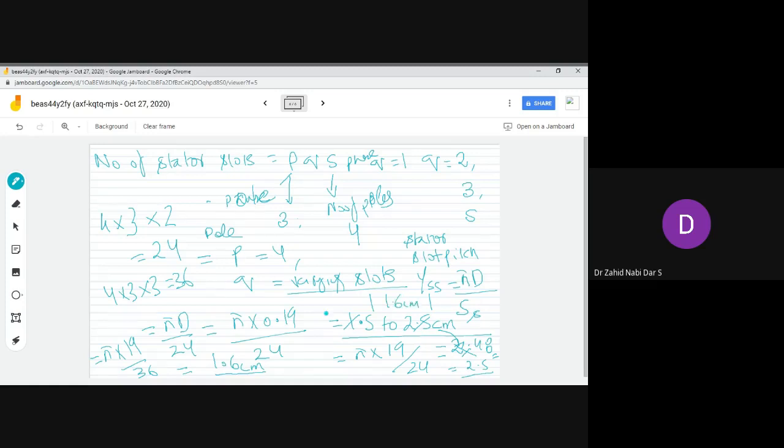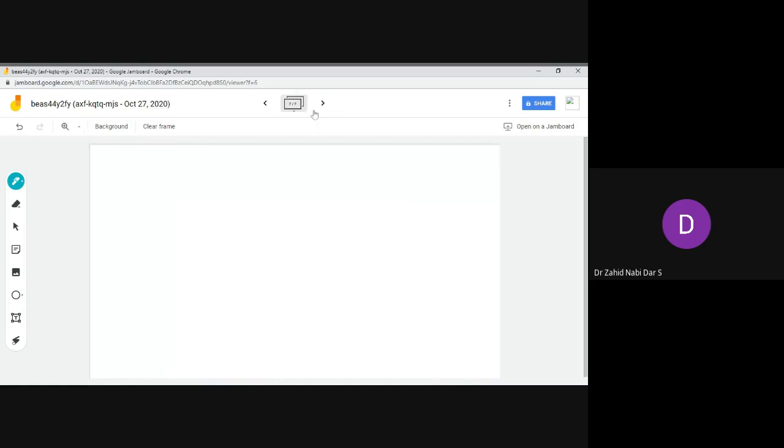Now if you take the number of slots as 4, here it will become 4 into 4, 16. 16 into 3, 48. So it will become pi D by 48, and this stator slot pitch would become around 1.2 centimeter, which is not desirable, because it does not lie in the 1.5 to 2.5 range.